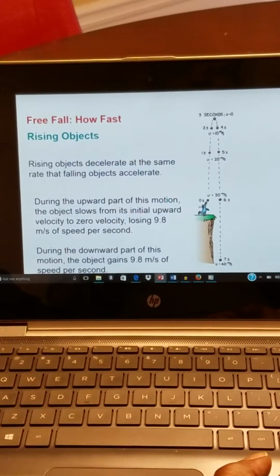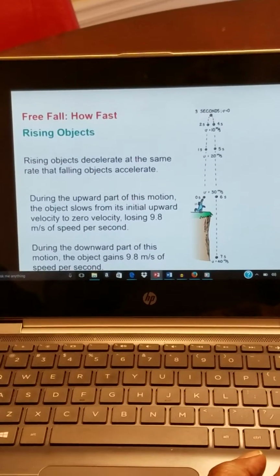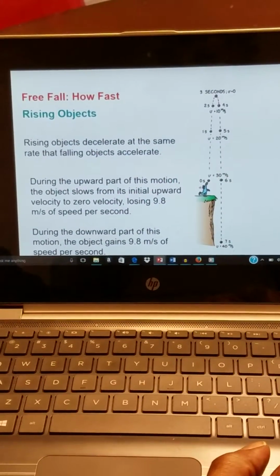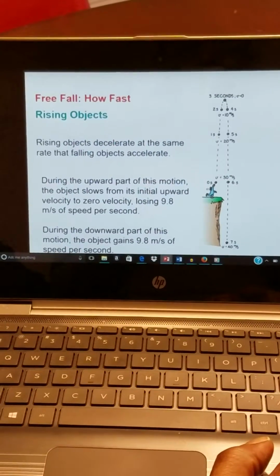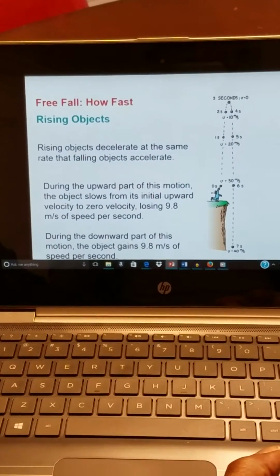What if the object is rising and not falling? Does gravity affect it here too? Absolutely. Just as when the object is dropped, it speeds up by 9.8 meters per second each second, when it's thrown up, it slows down each second by 9.8 meters per second.